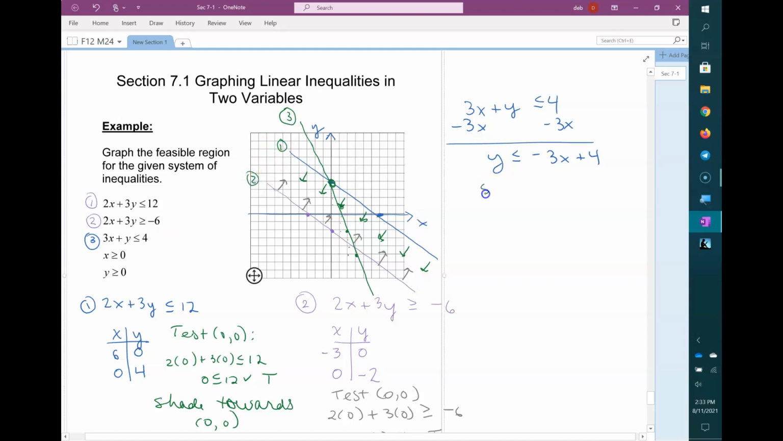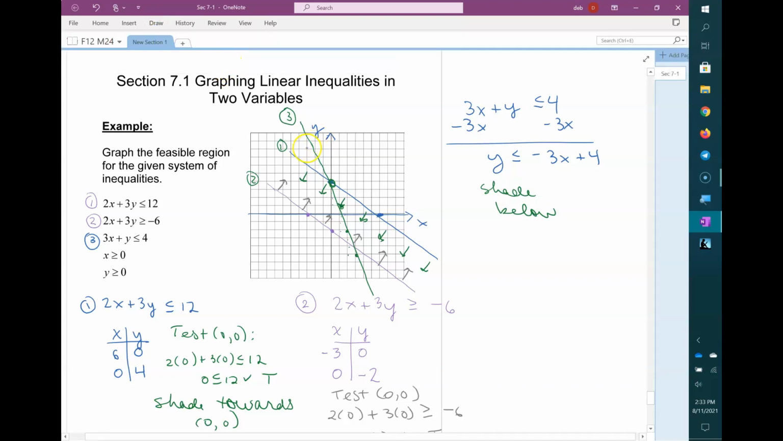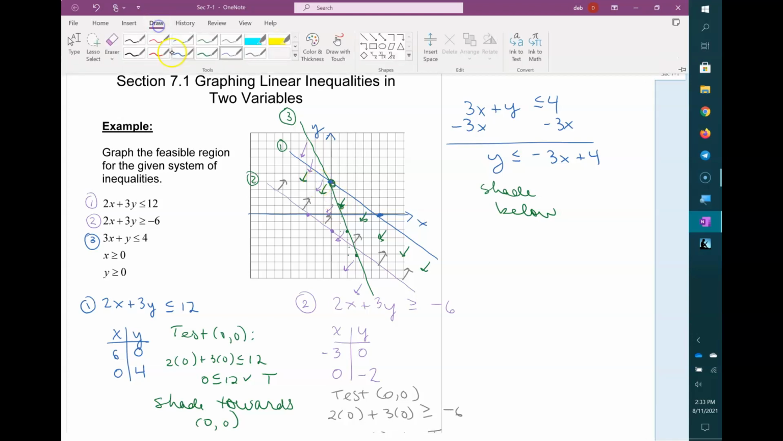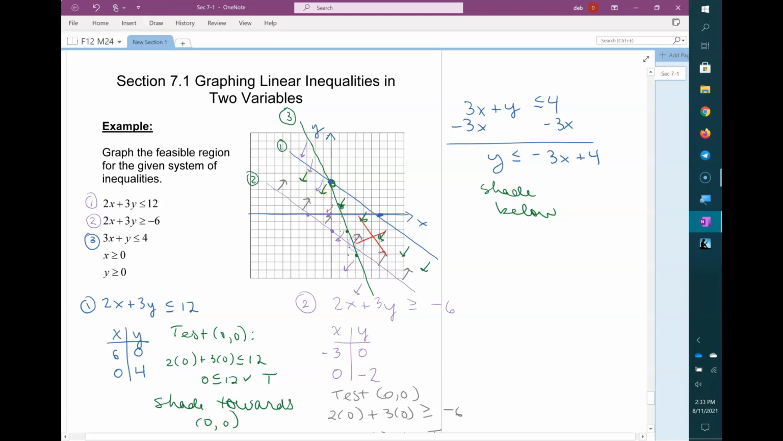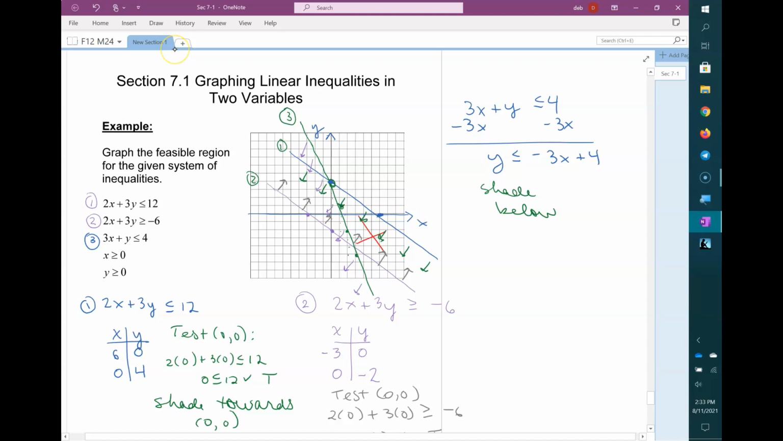Okay, so now we have y less than, so we want to shade below that line. So we're going to shade below this line. So now you can see that we have a piece of the alleyway that's not included anymore because it's above the green line.